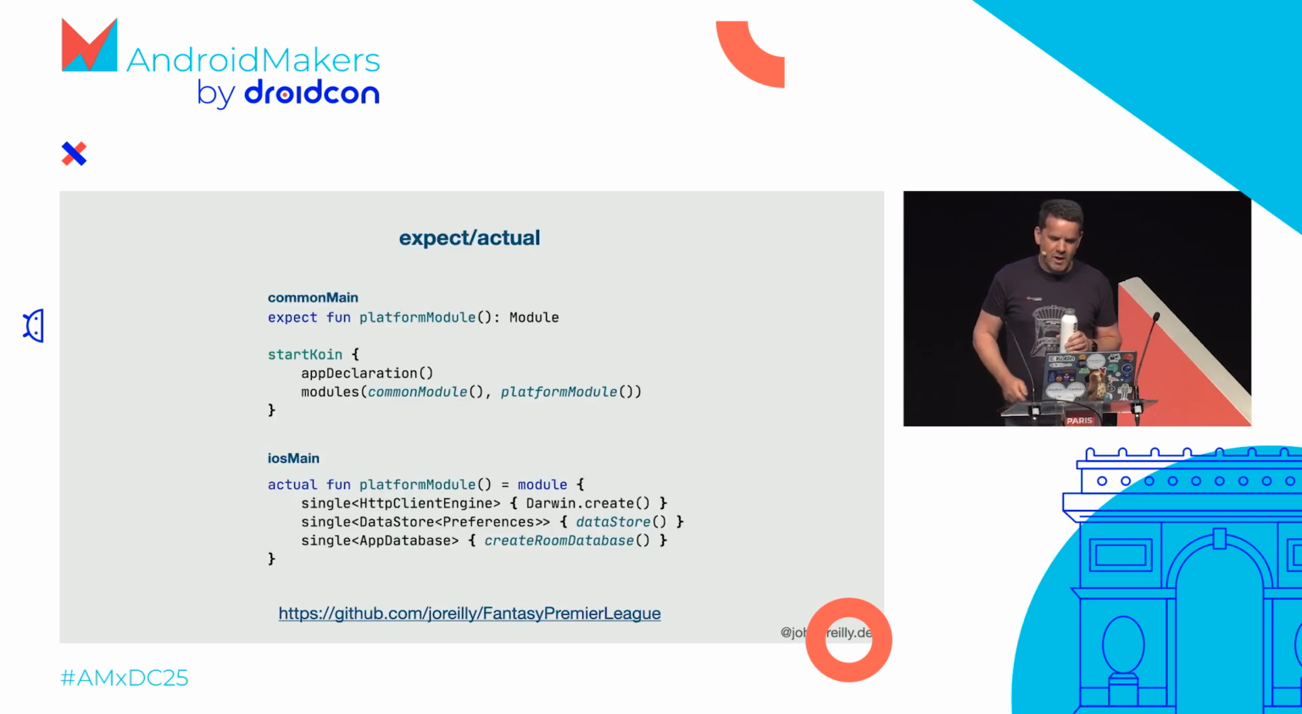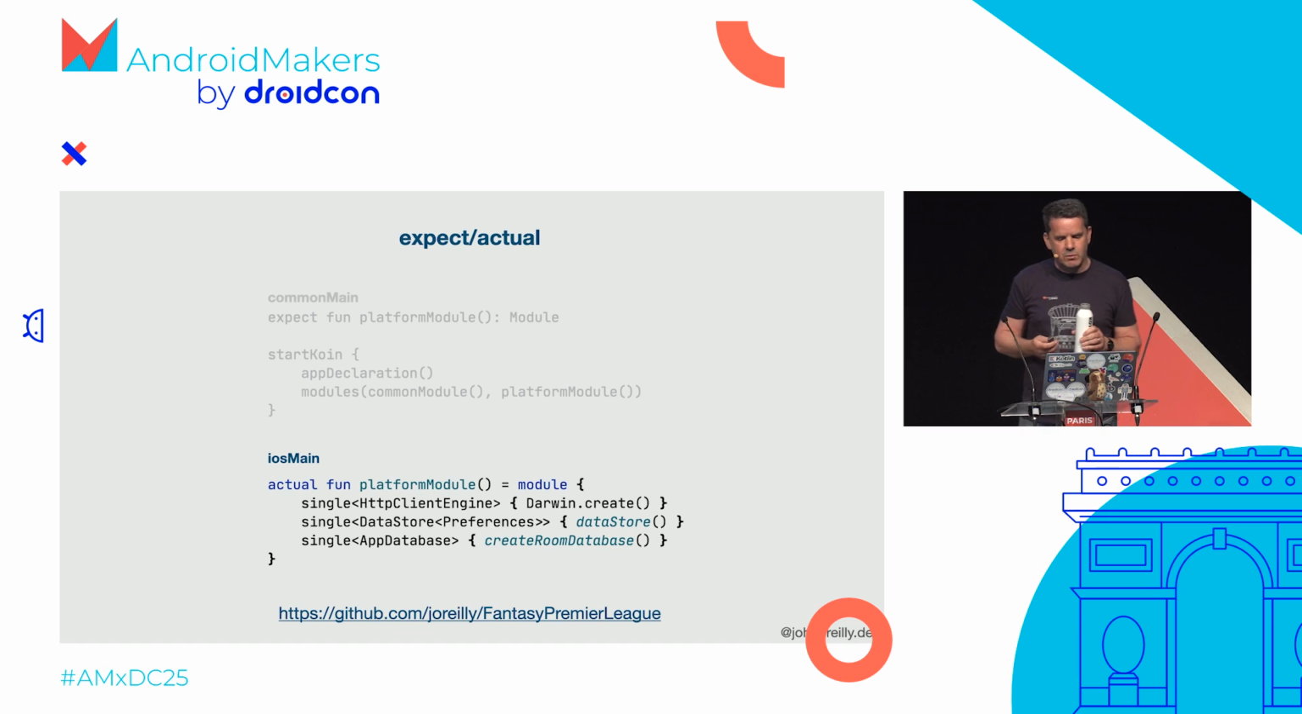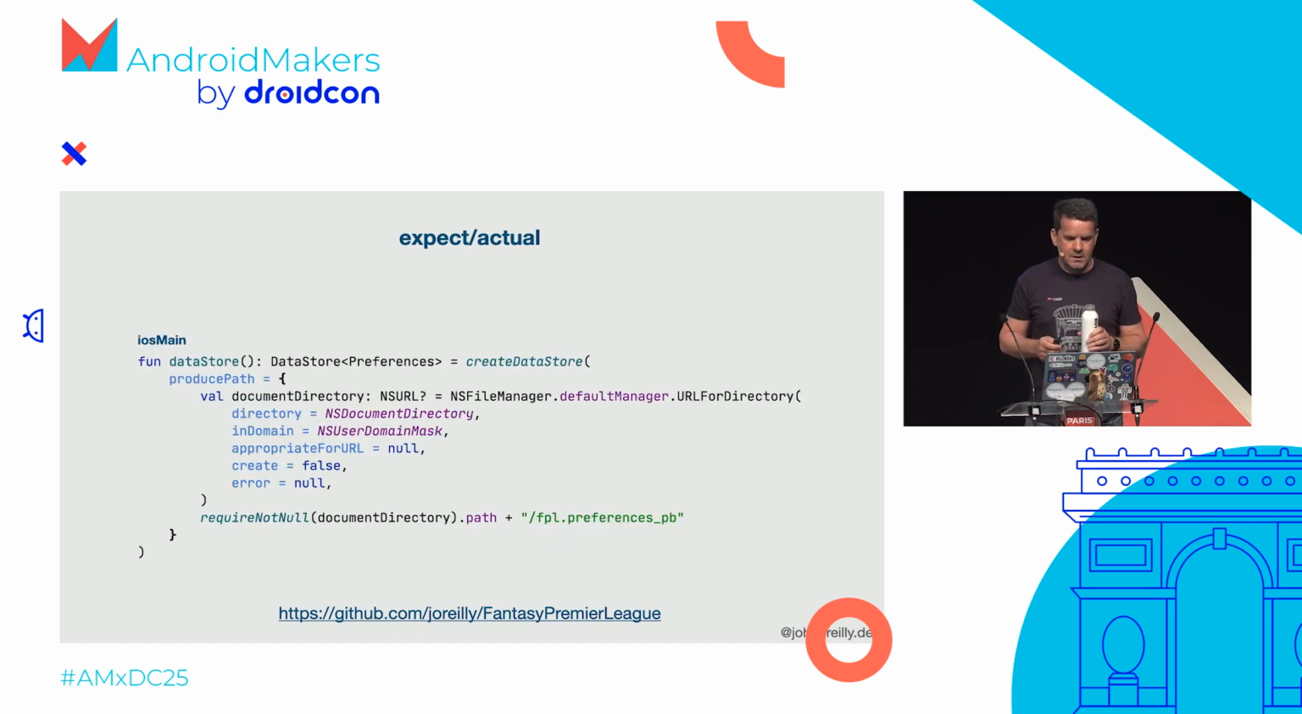So, back to our regular scheduled program. Another expect/actual example, this time showing how we can create platform-specific dependencies when using the Koin DI framework. We have a common Koin module, and then a module specific to each platform, again using expect/actual. In the iOS case, for example, we define platform-specific dependencies for Ktor, DataStore, and Room. And this is how that create data store is implemented. The specific details aren't too important, but just to note again, we have access to the likes of NSFileManager to allow us to interface with the iOS file system from Kotlin code in iOS main.